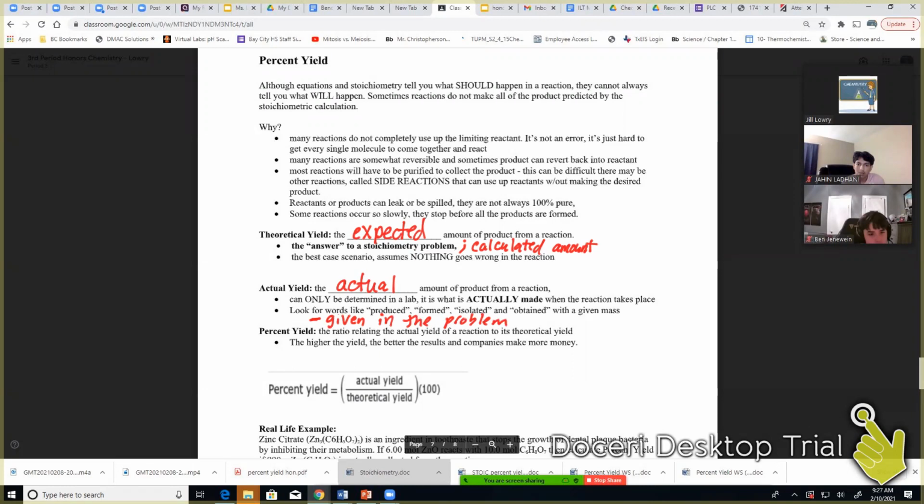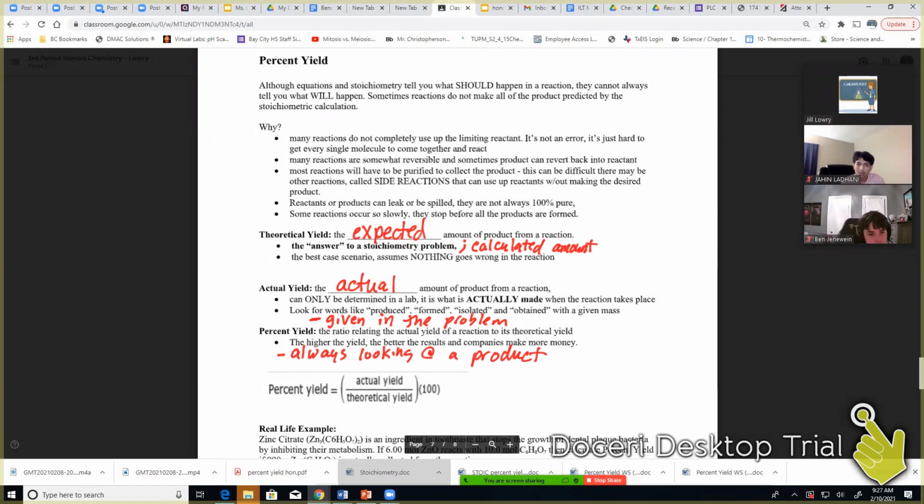If it is, then the problem is really easy, but you could also calculate the theoretical if you have enough information. The higher the yield, the better the results, and you can see companies would make more money because they're getting more of the product that they want. And when you're looking at percent yield, you're always looking at a product. In other words, I would not be interested in the percent yield of a reactant. That doesn't really make sense.